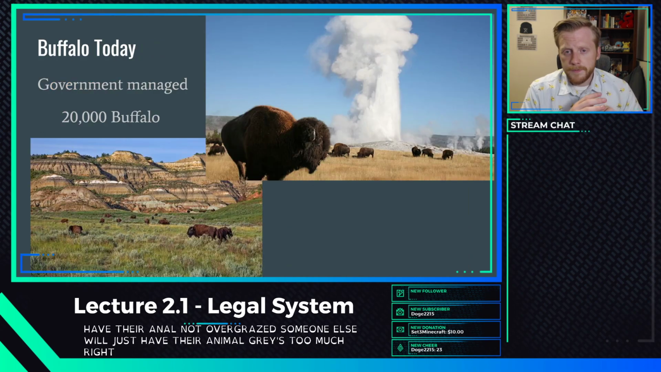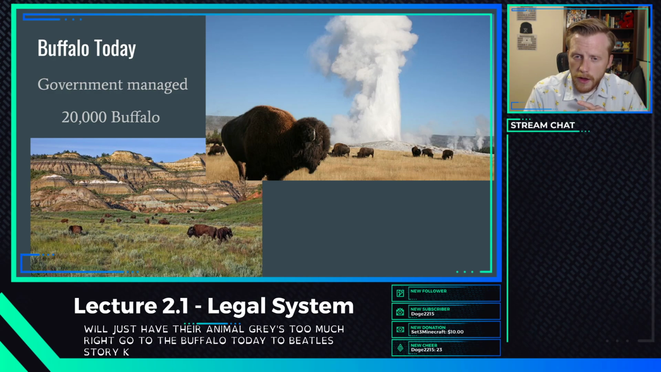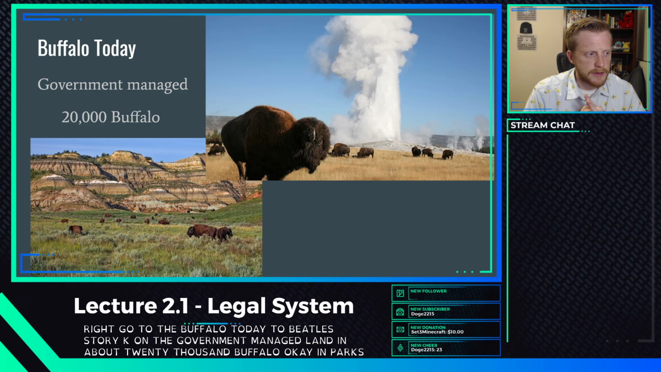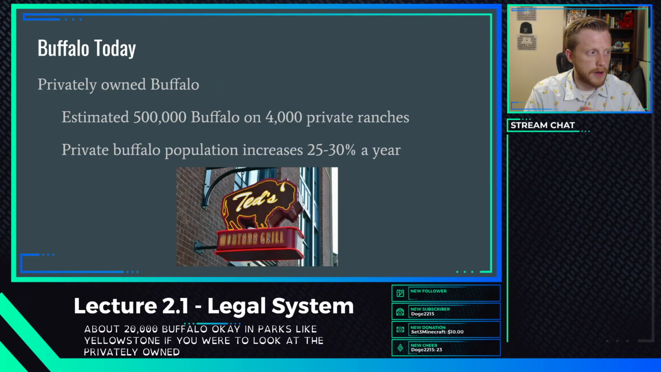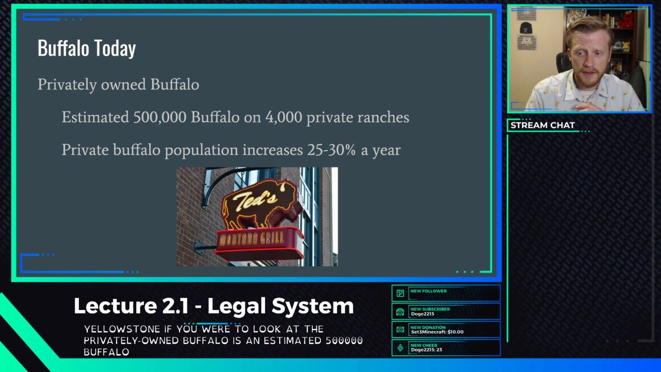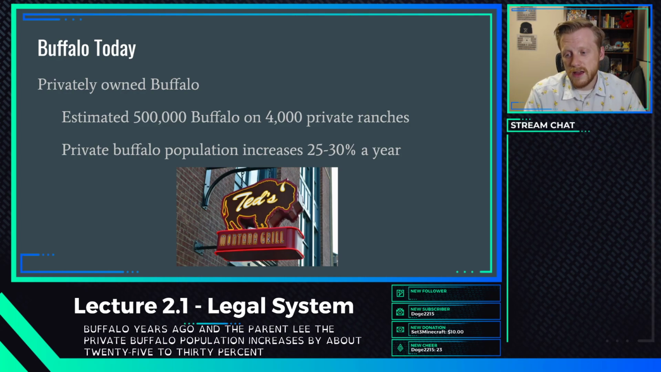So, if we look at the buffalo today, it's a beautiful story, okay? On the government-managed land, there's about 20,000 buffalo, in parks like Yellowstone. If you were to look at the privately owned buffalo, there's an estimated 500,000 buffalo. This number's probably outdated. Got the number from a couple years ago. And apparently, the private buffalo population increases by about 25 to 30% every year. Wow. It's crazy.